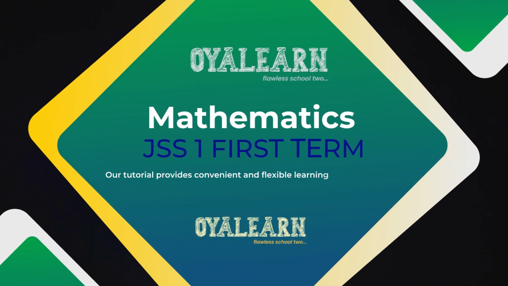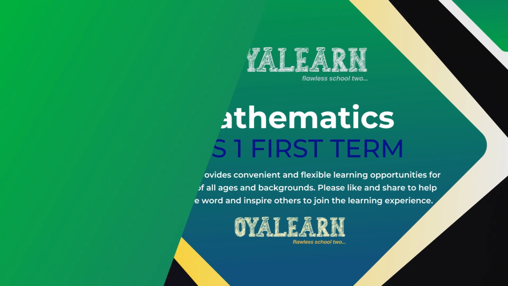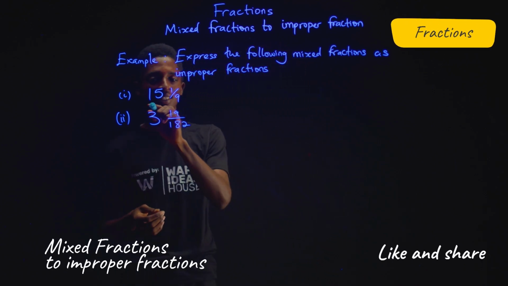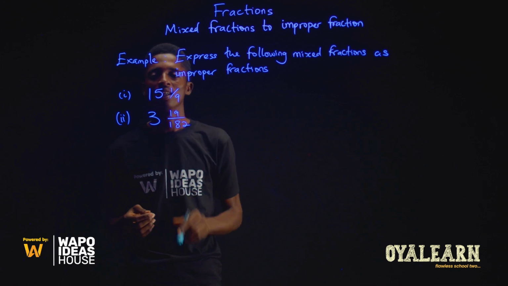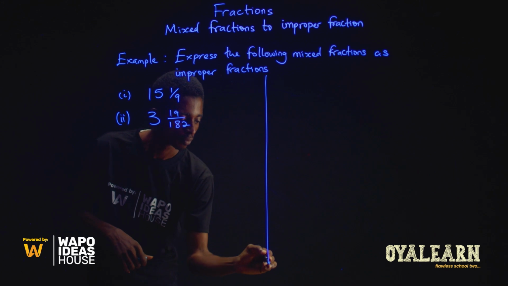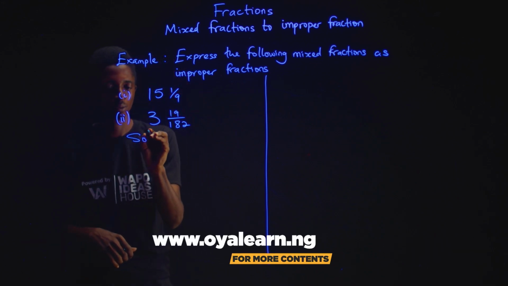Express the following mixed fractions as improper fractions. Now we're going to apply what we have learned to convert these mixed fractions into improper fractions. Solution.